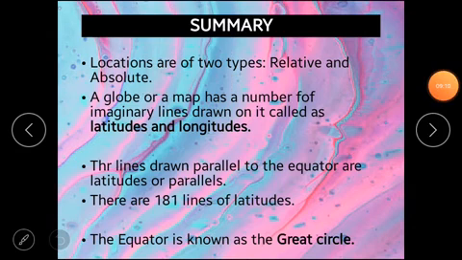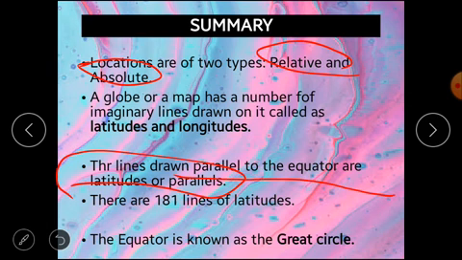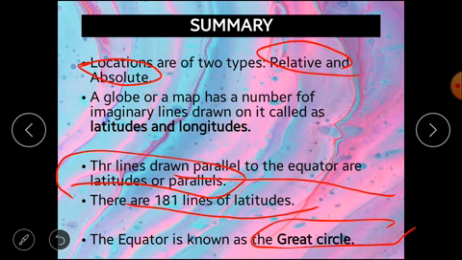So this is all about latitudes. We will discuss longitudes in our next lesson. We discussed in this lesson that locations are of two types: relative and absolute location, and that a globe has a number of imaginary lines drawn on it that are called latitudes and longitudes. The latitudes are lines drawn parallel to the equator, called parallels of latitudes. There are a total of 181 lines of latitudes, 90 south, 90 north, and one of the equator. And the equator is also known as the Great Circle.